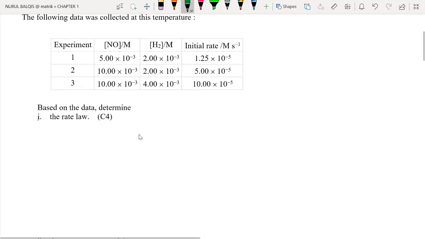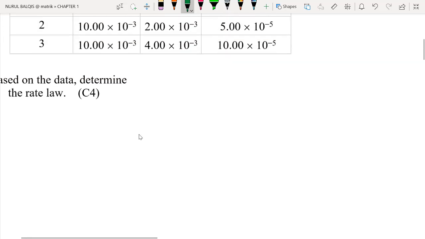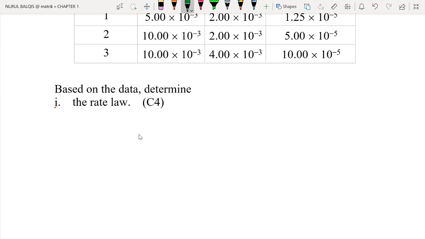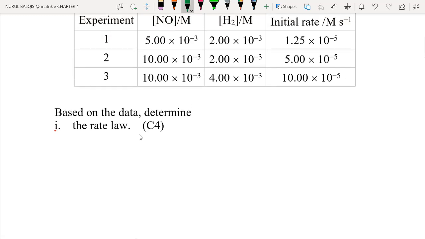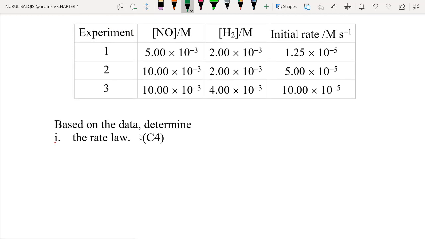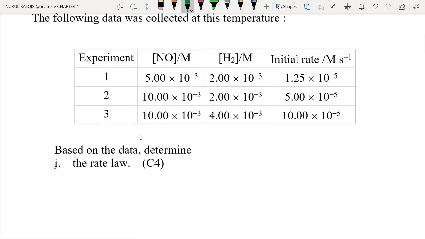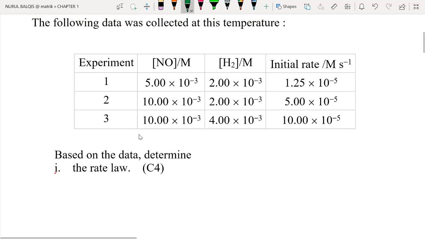This time around, the question didn't ask for the order of reactions, but instead asks you to find the rate law. We know that the rate law is the combination of the rate constant and also the order of reactions together with the concentrations of reactants. So by hook or by crook, you still need to find the order of reactions, and there you go, you can use the initial rate method.